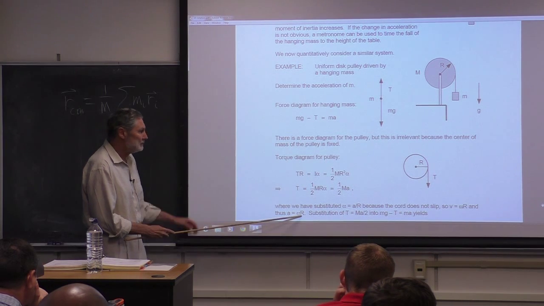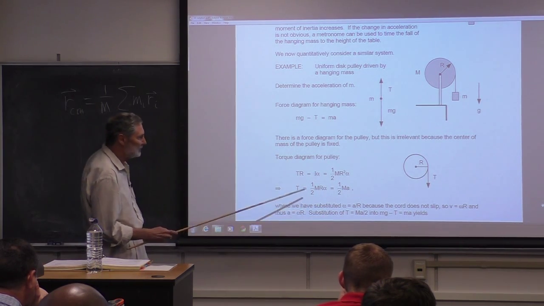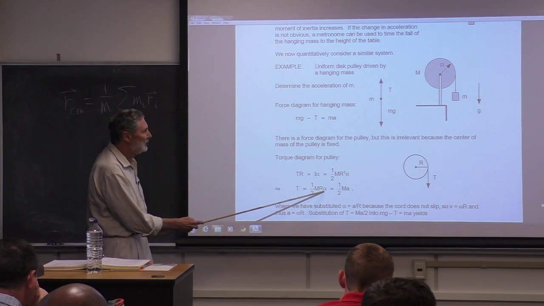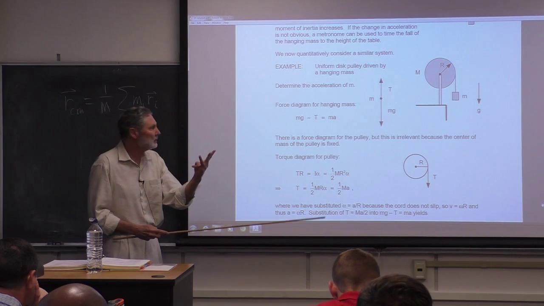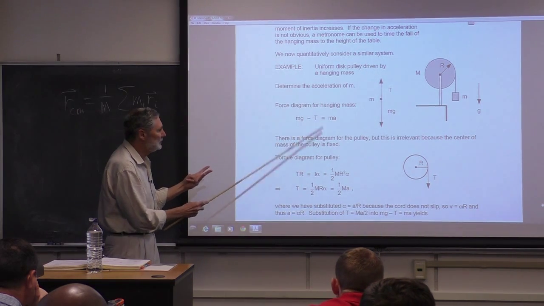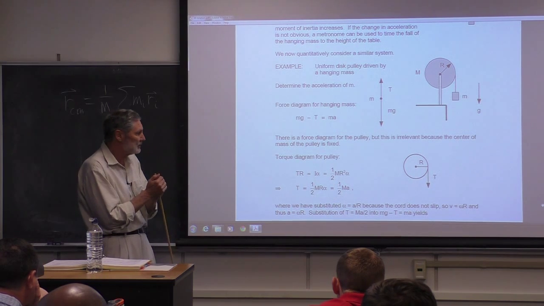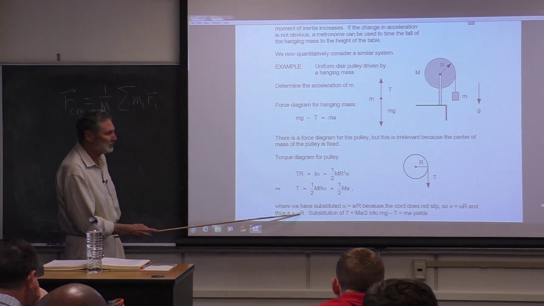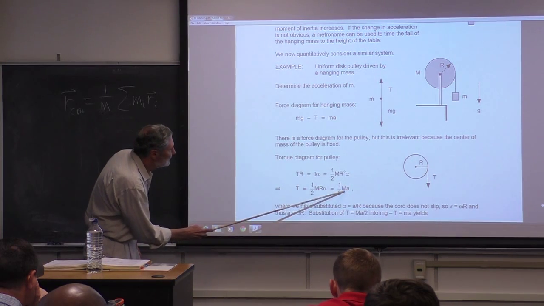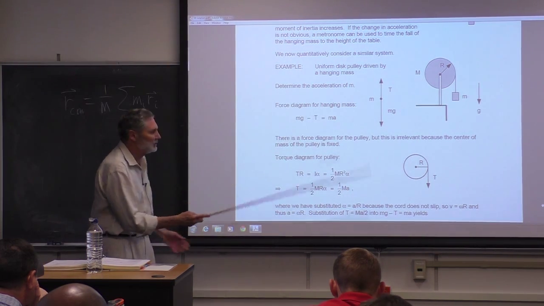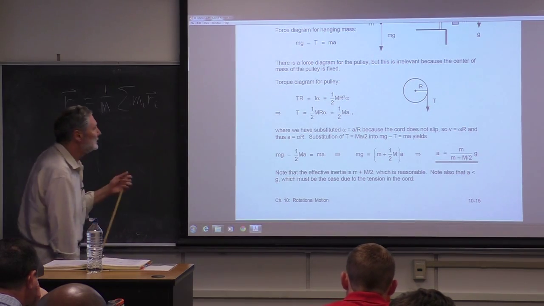So this is the final ingredient we need to solve this problem, because we actually have another unknown here. We have two equations, and we have three unknowns. We don't know a, we don't know T, we don't know alpha. But a and alpha are constrained. Because the cord doesn't slip, we have a equals alpha r. So once we substitute that in there, we have this for the tension, we can plug it into there, and we can solve for the acceleration. And we get a simple answer. Here it is.